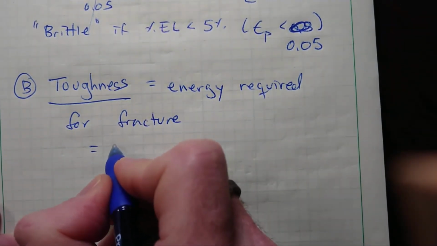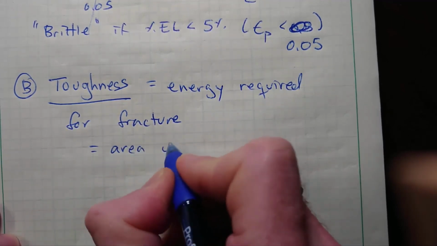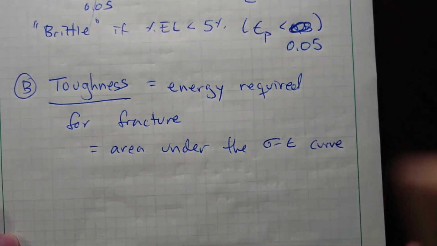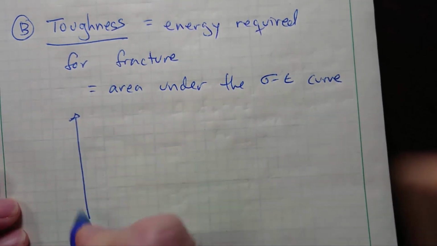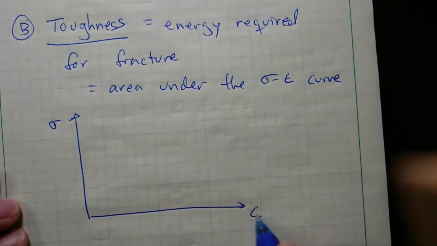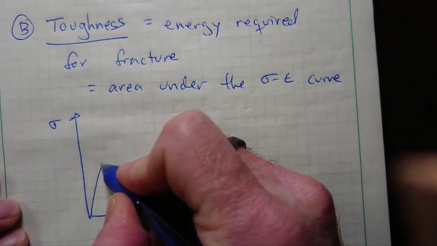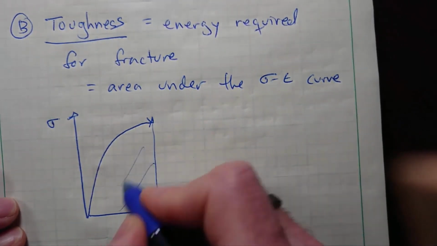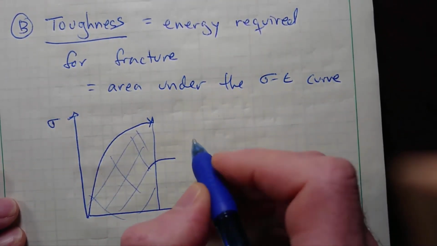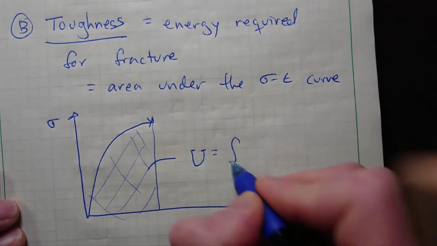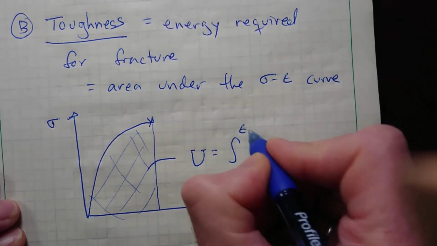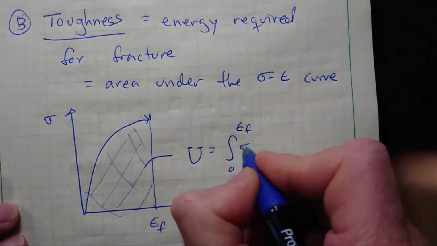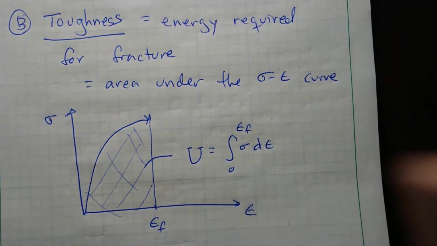On a volume-specific basis, this is the area under the stress-strain curve. So if I graph stress versus strain, and I have some sort of stress-strain curve, the area under that curve is the toughness, which is the integral from 0 to the final strain, the point associated with fracture, of sigma d epsilon. So it's a specific energy.